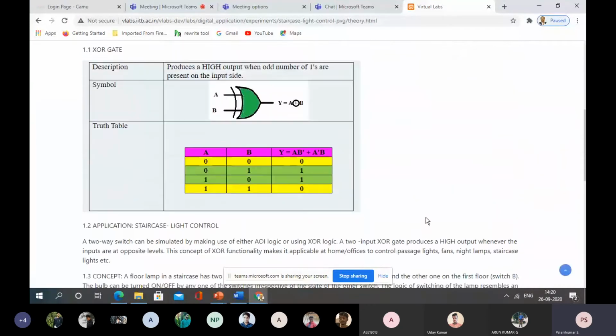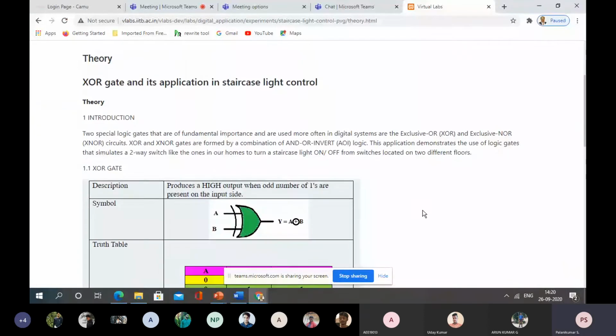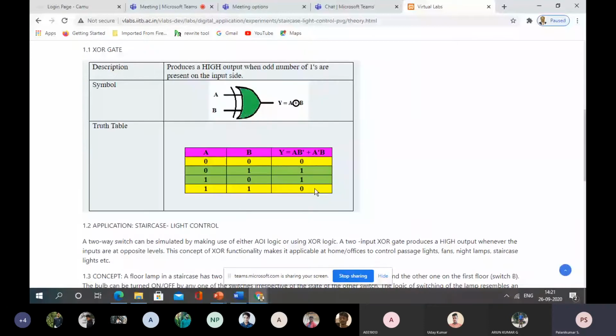Okay, especially using the XOR gate. What is the XOR gate? Very well, we know that it is a simple gate. And what is its truth table? We know that if both the inputs are low, the output is low, and if both the inputs are high also, the output is low.